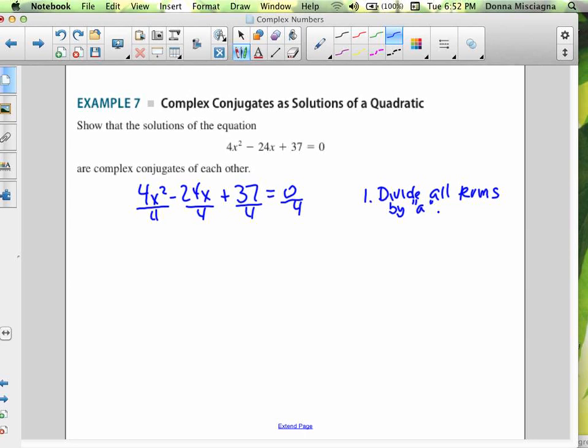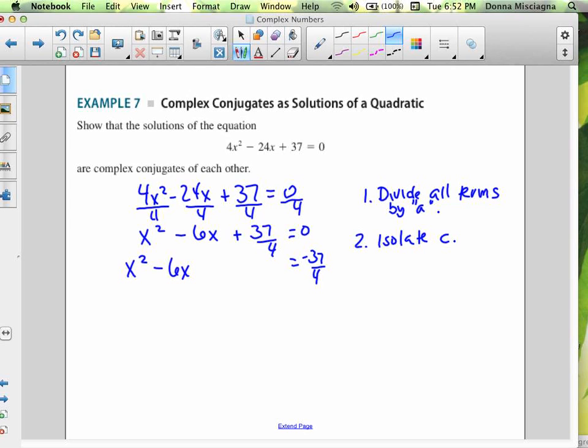I did one that wasn't in your notes. Now we have one that is in your notes. So that would be x squared minus 6x plus 37 fourths equals 0. Our next step is to isolate the constant. So we'll isolate c. That just means we're going to subtract 37 fourths from both sides. So that would give us x squared minus 6x, equals negative 37 fourths.